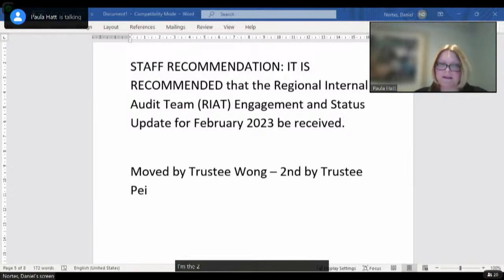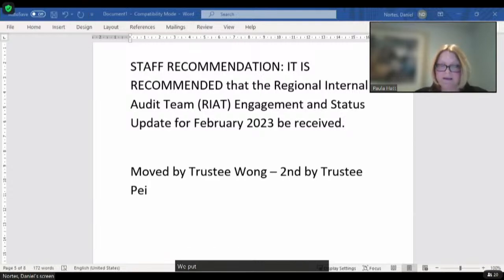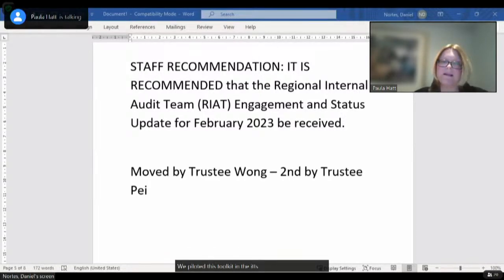The 2 engagements included in the table at the beginning of the report are ones that we're still working on from last year's audit plan, and we're still pending approval of the current year's plan. The first engagement listed, we're developing a succession planning toolkit. We piloted this toolkit in the ITS department and used the feedback received to further refine the tool. We do have a meeting scheduled tomorrow with the project sponsors to discuss what still needs to be done to bring this engagement to a close.